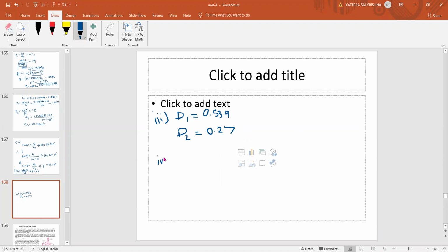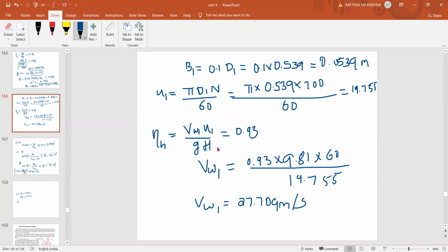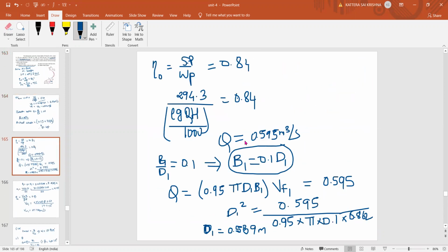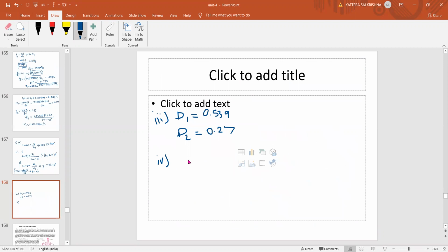Then the fourth, the last one he is asking to find: width of wheel at inlet only. Width of wheel is denoted by B1 at inlet. B1 we already calculated, that is 0.0539, all in meters. Okay, so that completes this problem.